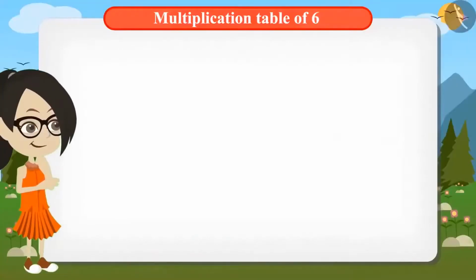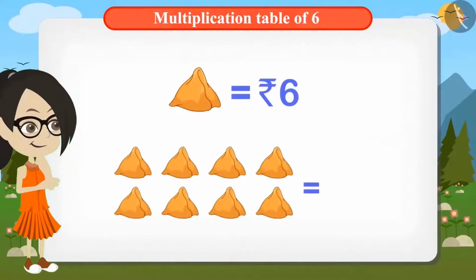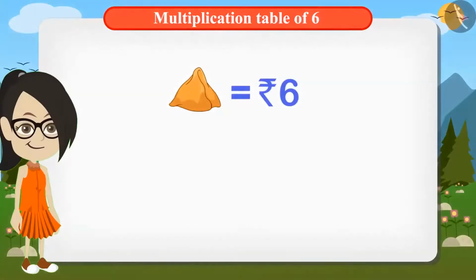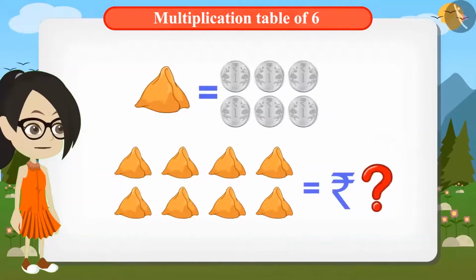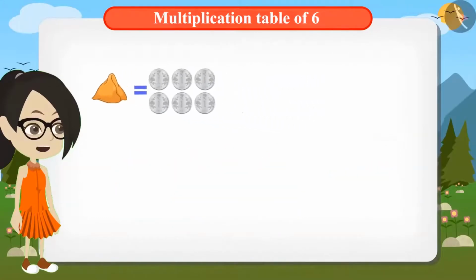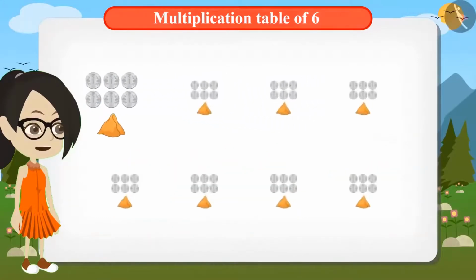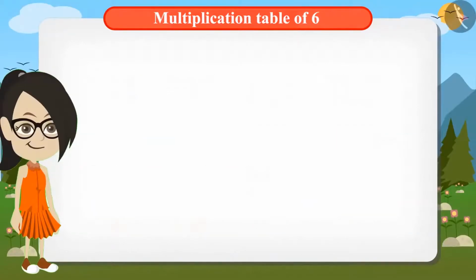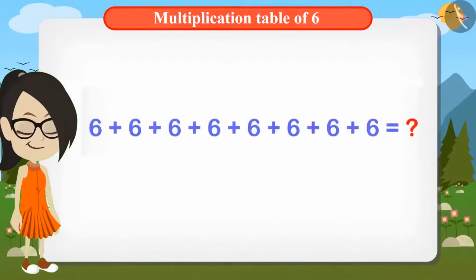Vandana is trying to find out what is the cost of 8 samosas if 1 samosa costs 6 rupees. Will you help Vandana in finding out the total cost of 8 samosas? 1 samosa costs 6 rupees. To find the cost of 8 samosas, let me add 6 rupees 8 times. Vandana is adding 6 rupees 8 times.